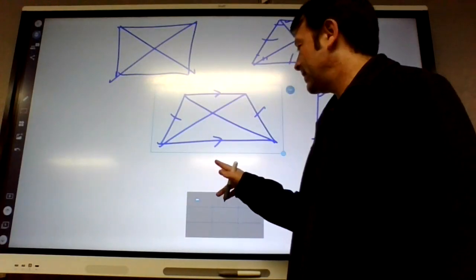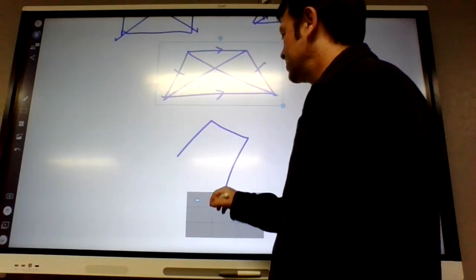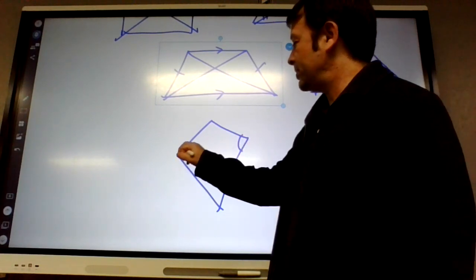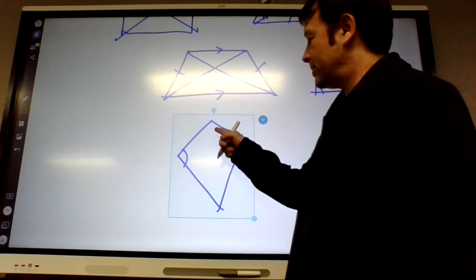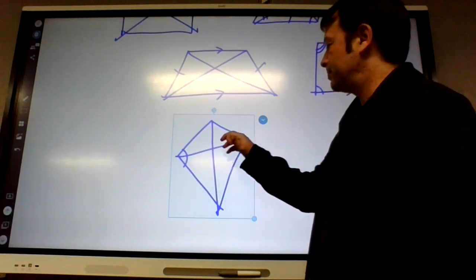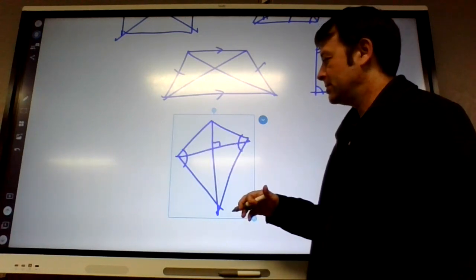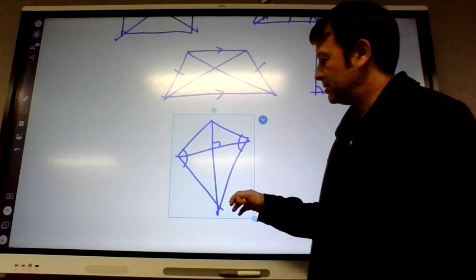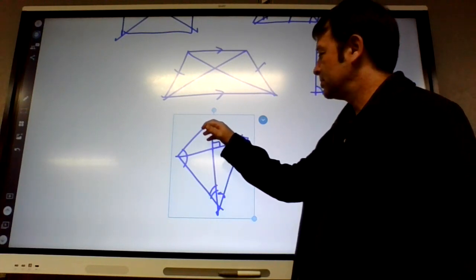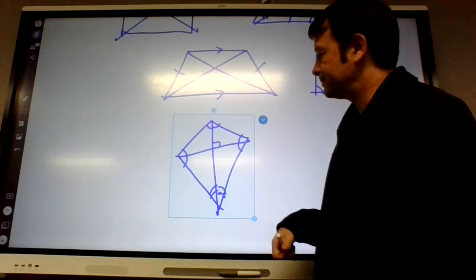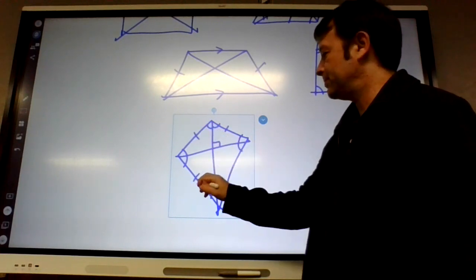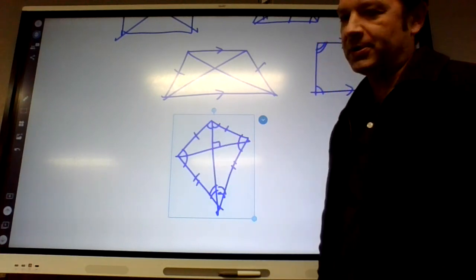Okay, and then kites, what do we know about kites? These two are congruent, these two are not. See how this one's a lot bigger than that one? Diagonals are perpendicular, kind of like a rhombus. The top two and the bottom two sides are congruent. These are bisected angles. What else? These two kites make all the triangles that look the same.